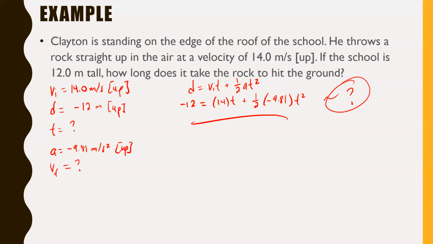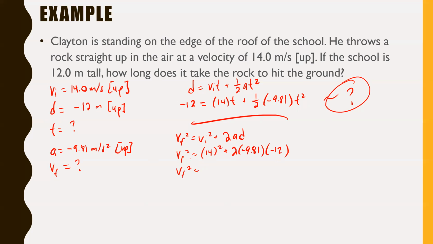So if I'm looking for my final velocity instead, using the things that we have, I think the formula I can use is the one that says VF squared equals VI squared plus 2AD. Throw our numbers in here. We have VF squared equals 14 squared plus 2 times negative 9.81 times negative 12.